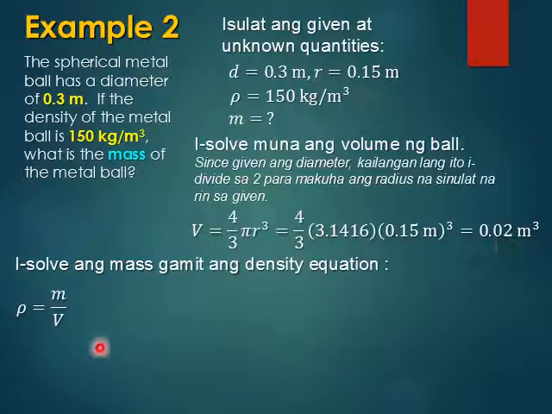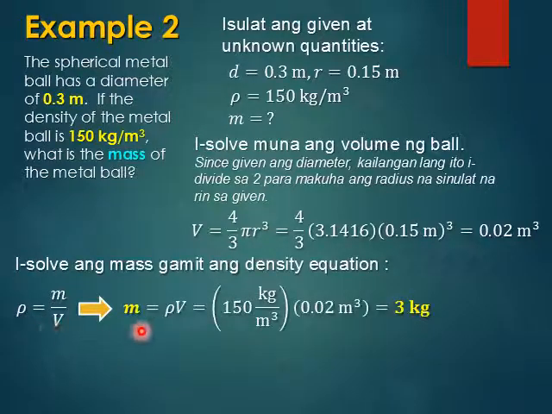So, since we know that the density is equal to mass over volume, para masagot natin yung value ng mass, cross multiply lang natin itong dalawa na to, yung density at saka volume. So, therefore, the mass is equal to the density times the volume. So, that's 150 kilograms per cubic meter times 0.02 cubic meter. If you notice, makakancel na yung unit na cubic meter, kaya matitira ka lang ng unit na kilograms. So, therefore, the mass of the spherical metal ball is 3 kilograms.